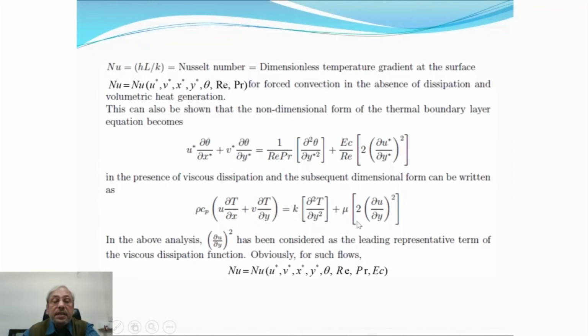So in such a case, the Nusselt number becomes a function of U star, V star, X star, Y star, theta, Reynolds number, Prandtl number and Eckert number. So in absence of viscous dissipation, the Nusselt number will be a function of U star, V star, X star, Y star, theta, Reynolds number and Prandtl number. And in presence of viscous dissipation, it will be a function of U star, V star, X star, Y star, theta, Reynolds number, Prandtl number and Eckert number.